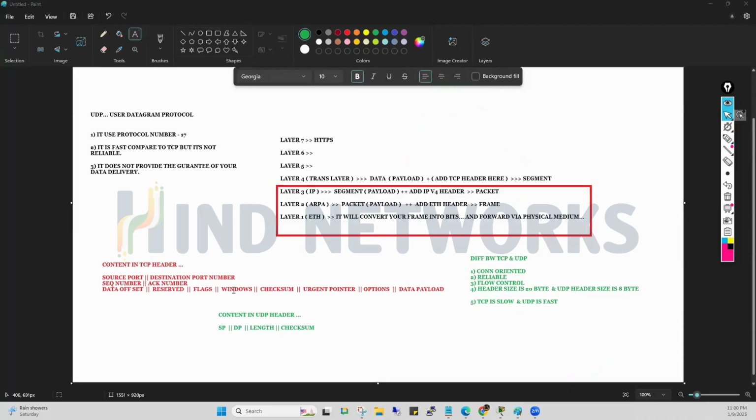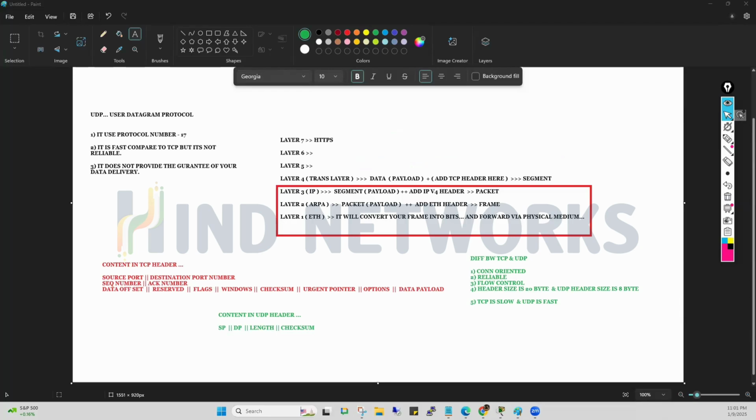Next one is window. Window specifies the size of the receiver device's buffer memory. I told you about flow control, between PC1 and PC2, that is the buffer. So in the window size, you will see the size of this buffer memory. That is called window size. Now again, checksum. What is the use of checksum? Checksum is used to provide error detection in the TCP header.